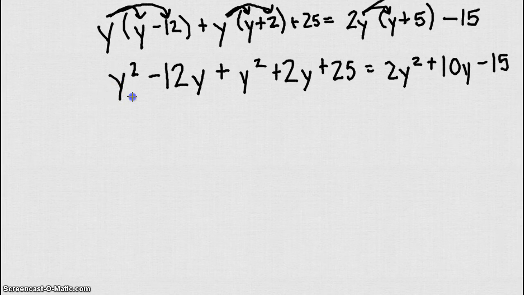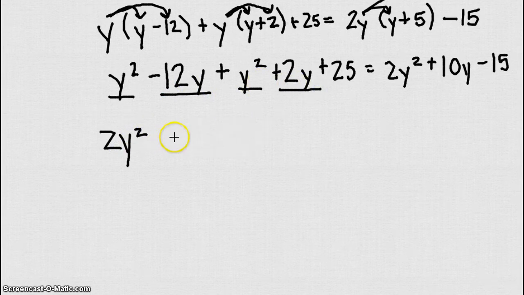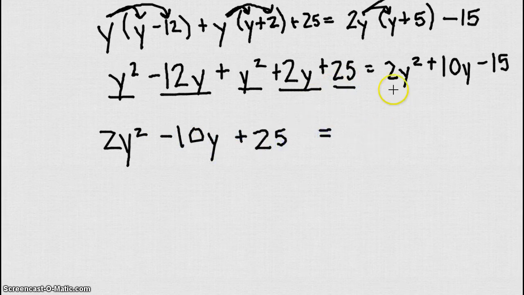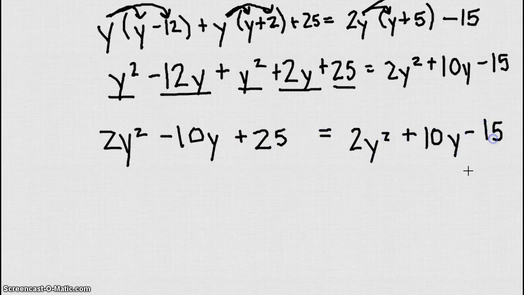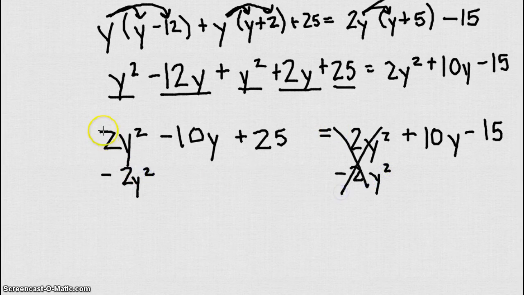Let's combine our like terms. We have these y squared, so we have 2y squared. We have negative 12y, positive 2y. That's going to give me negative 10y. We have 25. That's still all equal to 2y squared plus 10y minus 15. So let's go ahead and subtract 2y squared from both sides. These cross out, and these happen to cross out too. Let's add 15 to both sides.